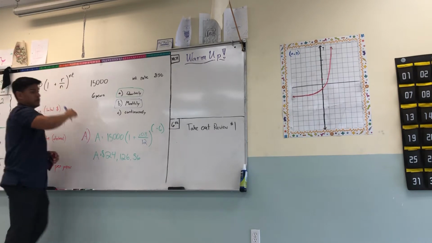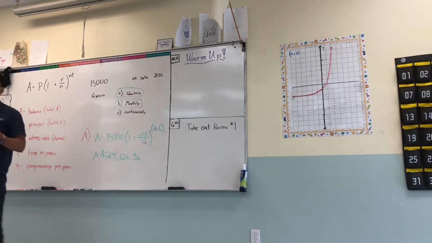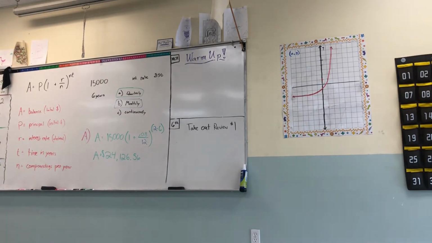Do we leave the 6 there? You leave the 6 there because it's still asking after 6 years. Now, if it tells you after 7 years compounded monthly, then you have to change the T.